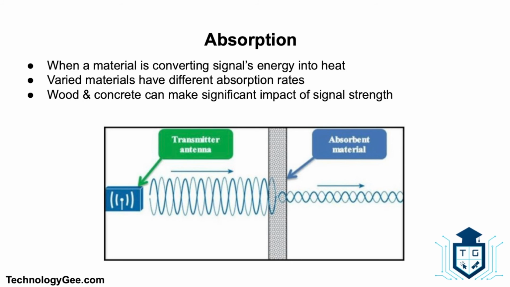Absorption occurs when a material is converting the signal's energy into heat. Varied materials have different absorption rates. Wood and concrete can make a significant impact on signal strength because of how much they absorb the radio waves.